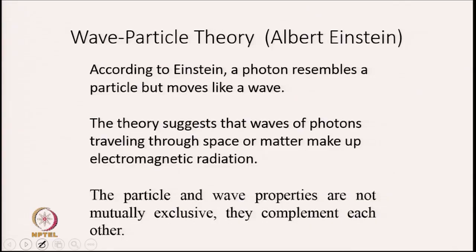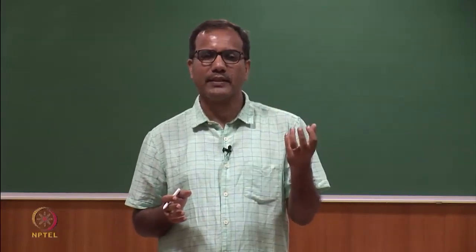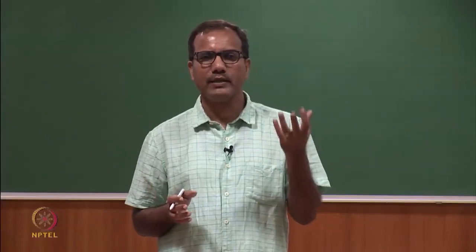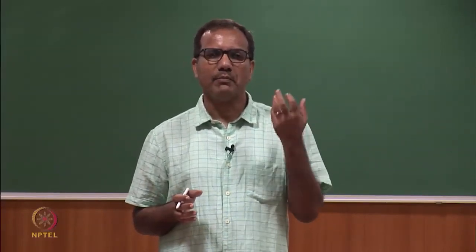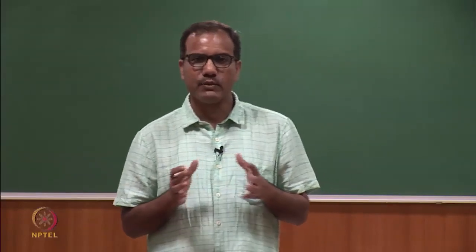Based on this, the wave-particle theory was proposed by Albert Einstein, which tells you that a photon resembles a particle but moves like a wave. The theory also suggests that waves of photons traveling through a space of matter make up electromagnetic radiation. The particle and wave properties are not mutually exclusive. They complement each other. So, electromagnetic radiation, or light, has dual properties. It will sometimes behave as a particle and sometimes as a wave, and it is not a mutually exclusive thing.